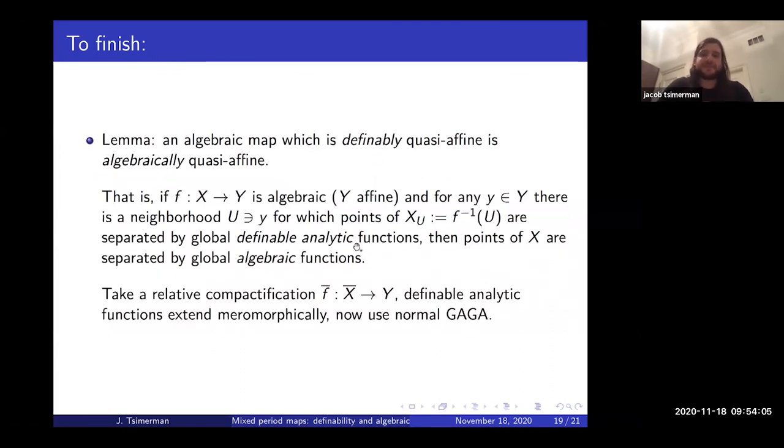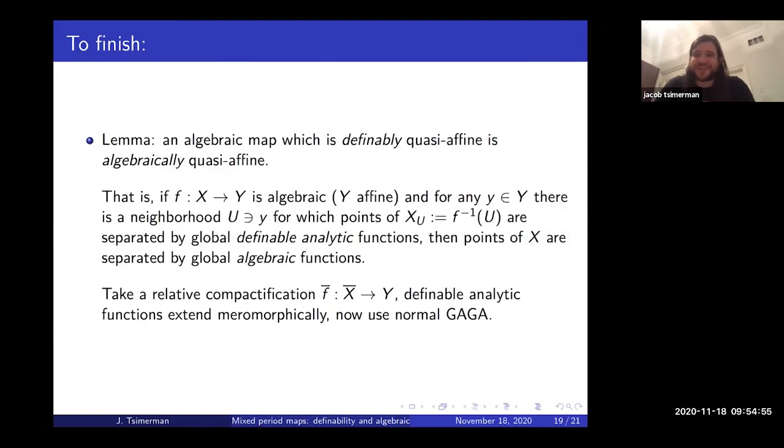The idea is basically that if you have an algebraic map from X to Y, and an open neighborhood such that your pre-images are cut out by definable analytic functions, what you want is to upgrade them to algebraic functions. What you do is the following. You use the fact that algebraic maps are all compactifiable and definable analytic functions extend meromorphically. Once you have that, you have algebraic functions just by normal GAGA. So definability allows you to get this meromorphic extension and then you're back in the algebraic world. This is a nice, straightforward lemma saying quasi-affineness can be checked definably, which is nice because it can't be checked analytically.